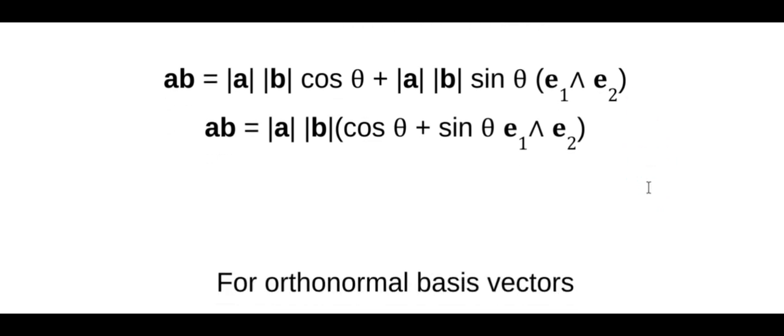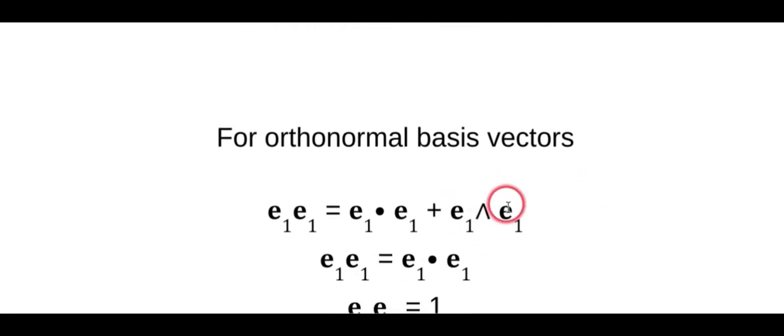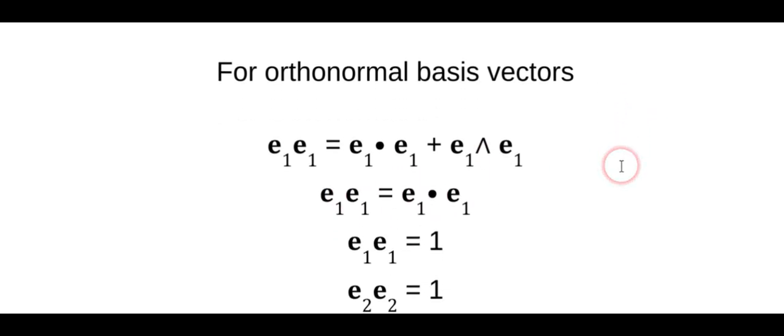So let's do a quick review of these orthonormal basis vectors in geometric product. The geometric product of E1, E1 is E1 dot E1 plus E1 wedge E1. Remember, these are orthonormal, which means they're unit length 1, and these two are on top of each other, so the cosine of their angle is 0. Cosine of 0 is 1, so that just becomes 1. Any vector wedged with itself is 0. That's one of the rules. So we just get this. And by the same logic, E2, E2 is 1.